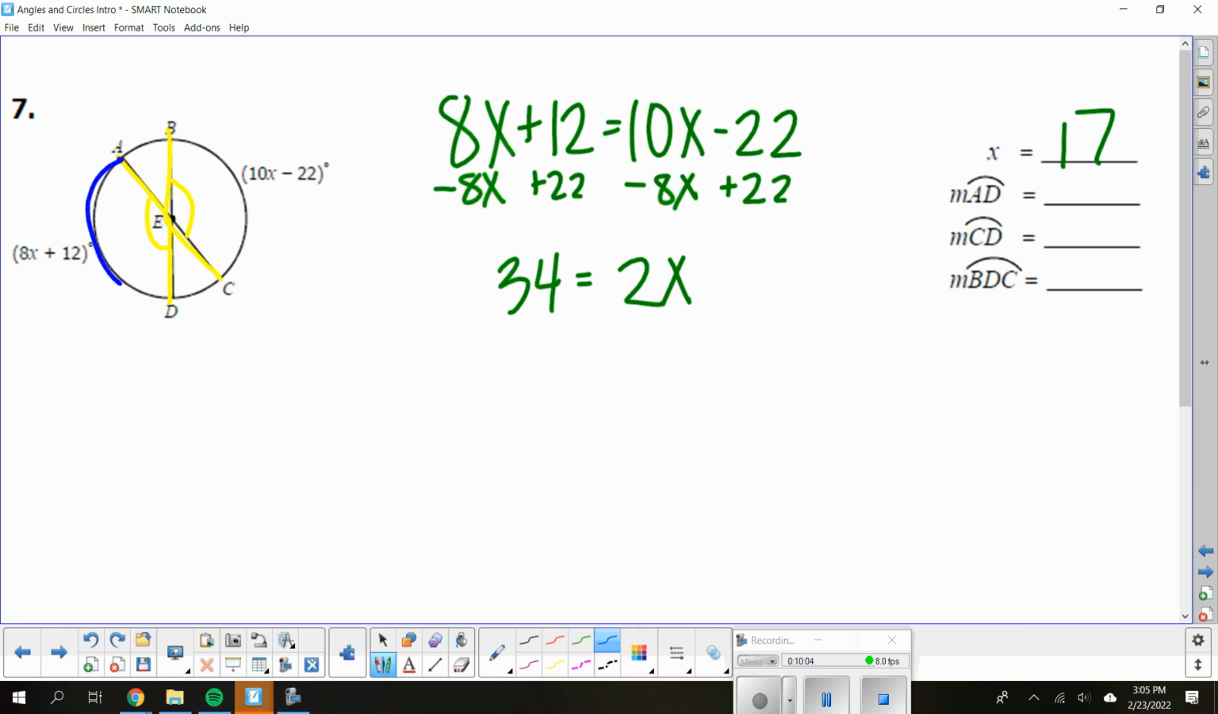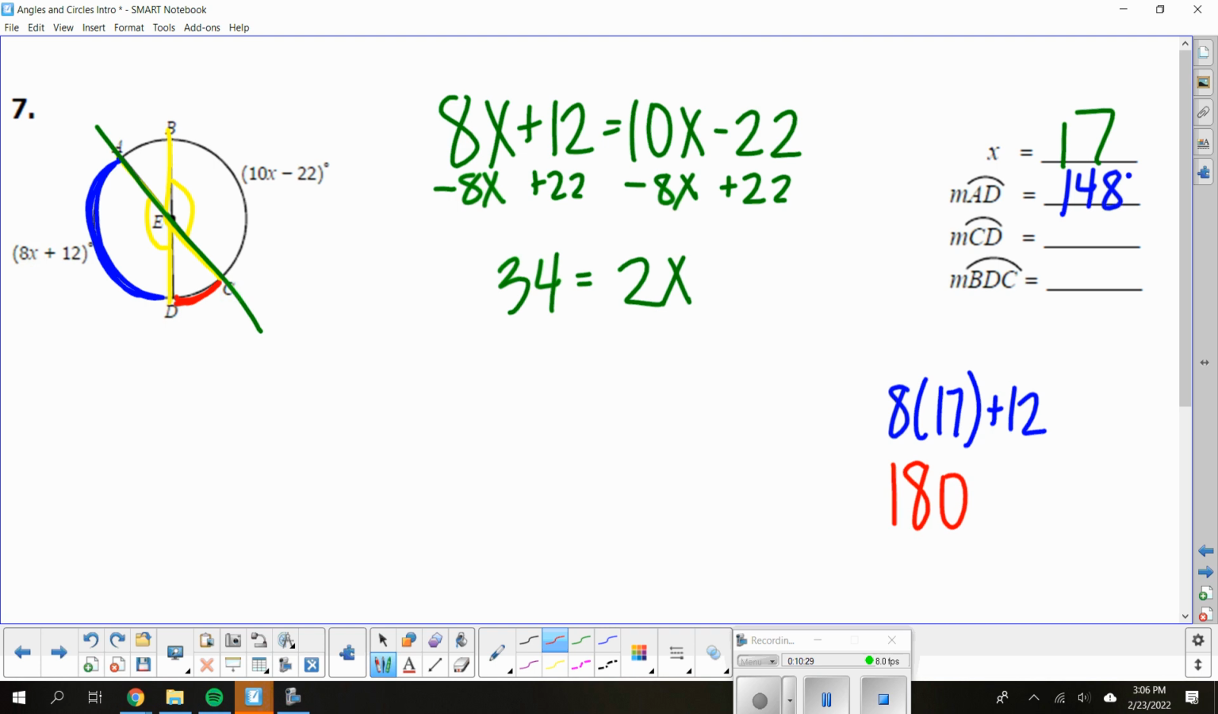Now I have to find the ones that actually look equal. A to D, again, it's two letters, so it's a minor arc, so we want to travel the shortest distance. That's going to be 8 times 17 plus 12, so 148 degrees. C to D, I want to travel the shortest distance, minor arc. That's sitting on a diameter. So I know that red and blue together are going to be 180. So 180 minus blue for a total of 32 degrees.